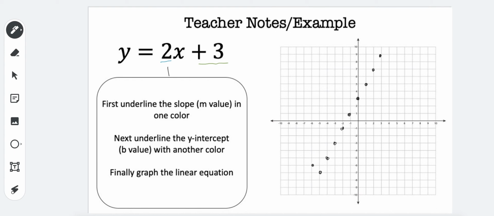So finally, we're going to connect all the dots as neatly as you can, and put an arrow at the end because the graph goes on forever. And there's our graph, y equals 2x plus 3.